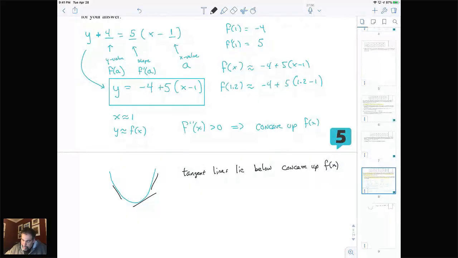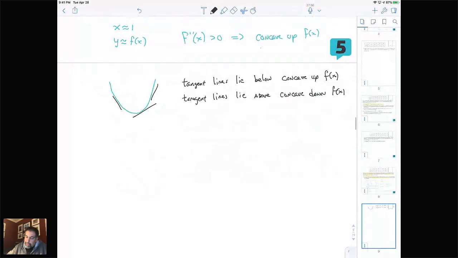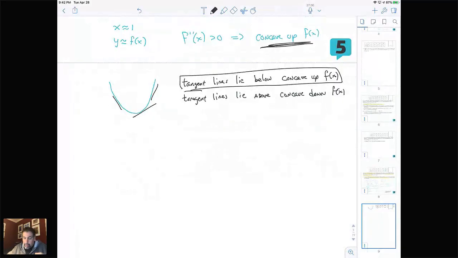And the reverse is true. Tangent lines lie above concave down functions. Okay, so how does that help us? Well, we know our function is concave up. Therefore, our tangent line is going to lie below our function. If our tangent line lies below our function, our approximation is going to be an underestimate.